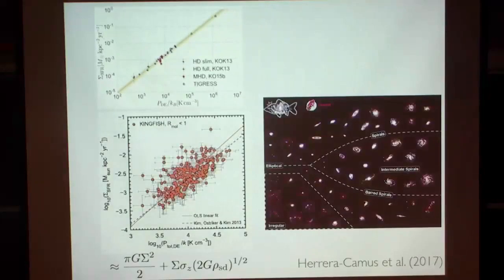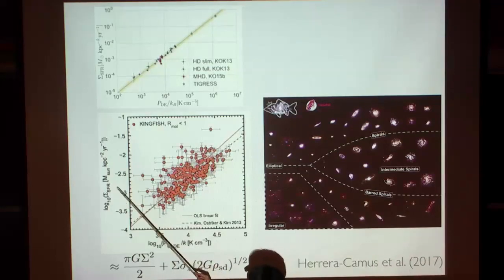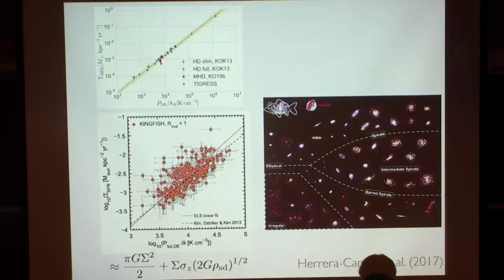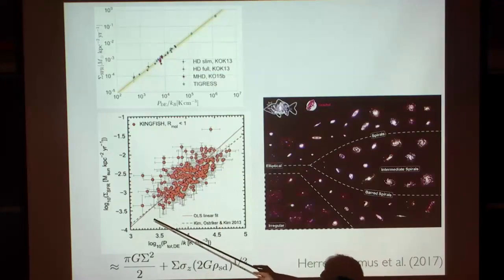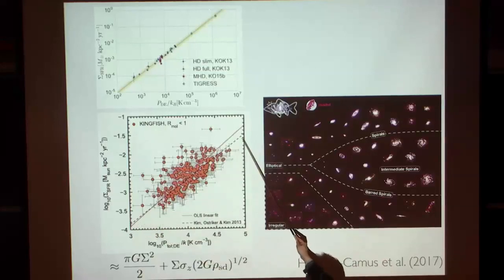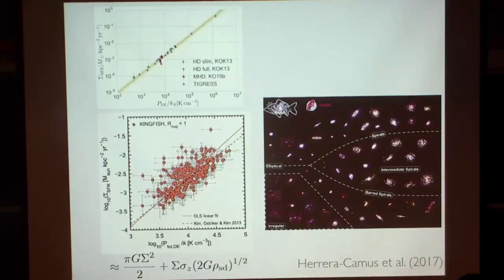And now we can really compare this with the observation. Here is a recent paper from Rodrigo Herrera-Camus, and he analyzed the star formation rate directly and compared it directly with the dynamic equilibrium pressure. Previously, observers usually compared this pressure with the molecular fraction, so it was an indirect connection. But now they directly compare this, and they found our relation actually explains these observations very well.